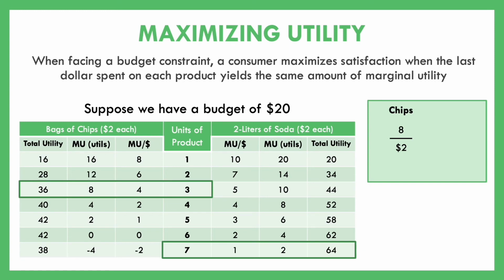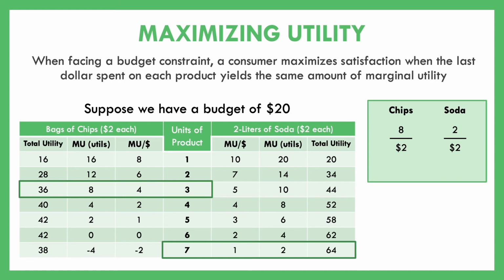Let's take a look at soda, though. For soda, we see that when we buy our 7th 2-liter, the marginal utility is 2. We divide that by a price of 2, so that gives us a marginal utility per dollar of 1. And so if we compare these, for chips, we have a marginal utility per dollar of 4. For soda, we have a marginal utility per dollar of 1.